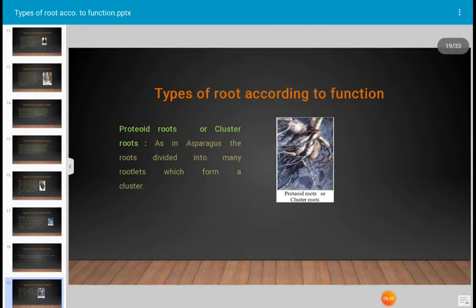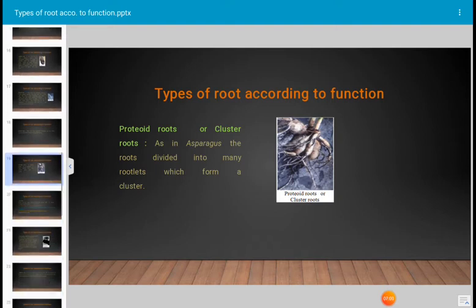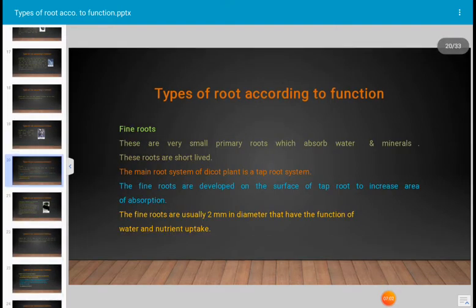Next, proteoid roots or cluster roots. As in asparagus, it is a medicinal plant, asparagus. The roots divided into many rootlets which form a cluster. Fine roots. These are very small primary roots which absorb water and minerals. These roots are very short-lived.